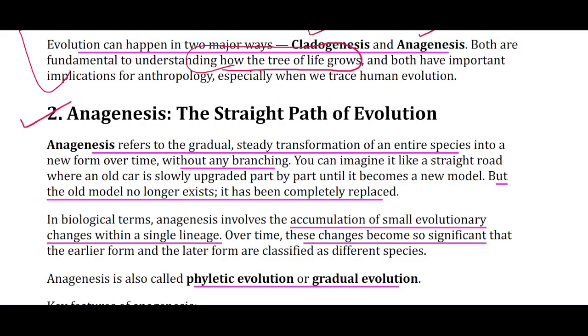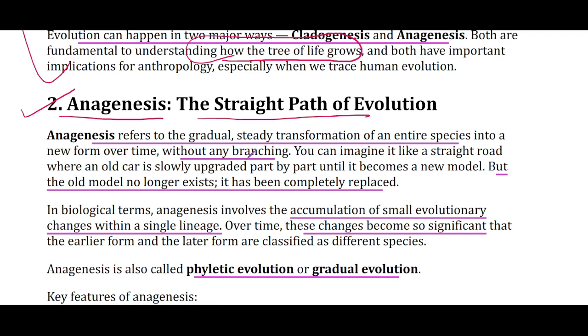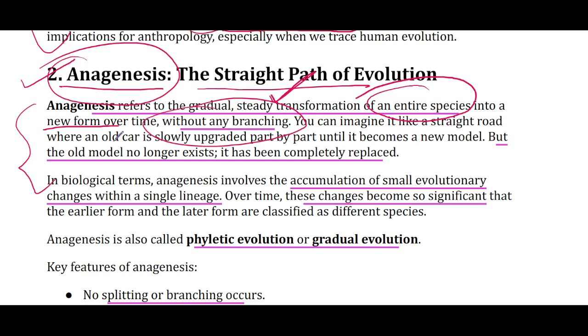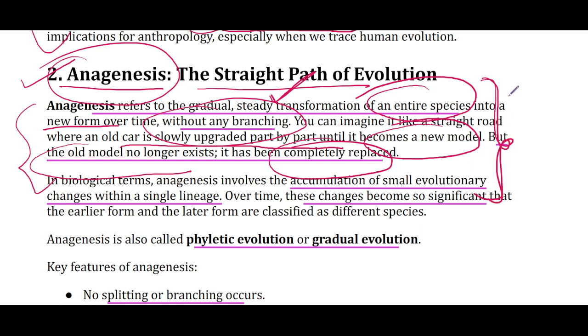life grows. So first mechanism, anagenesis, a straight path of evolution. So this refers to gradual, steady transformation of an entire species, entire population into a new form over time without any branching. So the keyword here is that anagenesis is a branchless speciation. So you can imagine it like a straight road where an old car is slowly upgraded part by part until it becomes a new model, but the old model no longer exists. It has been completely replaced. So the second important difference is that via anagenesis, the old version is completely replaced.